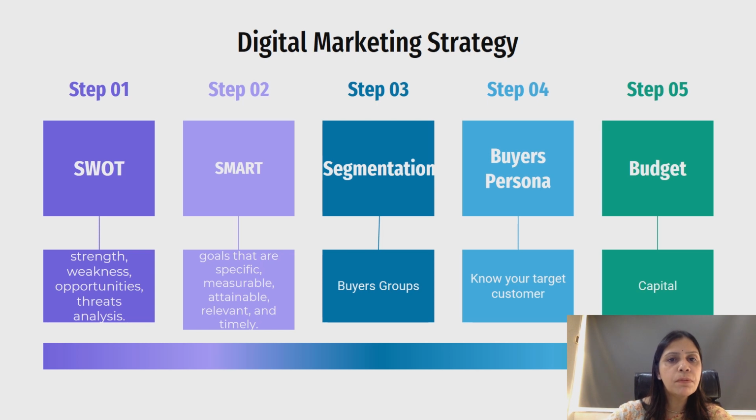Moving to step 4, that is buyer's persona. Once you have devised your segment, you know which segment you are targeting. You move closer towards that segment in order to assess the need set of your people, in order to assess the pain points of those people. Based on a very detailed analysis of that particular segment, you are in a position to create your buyer's persona.